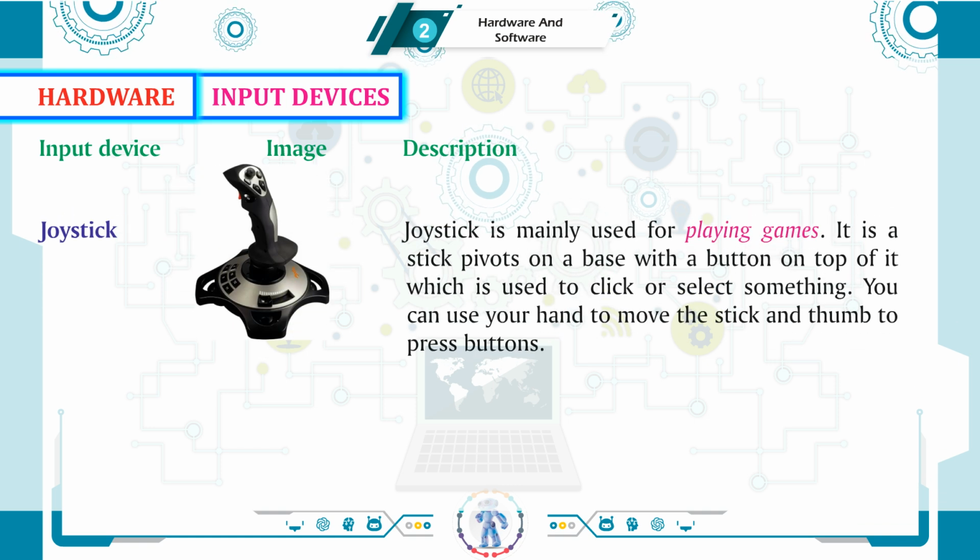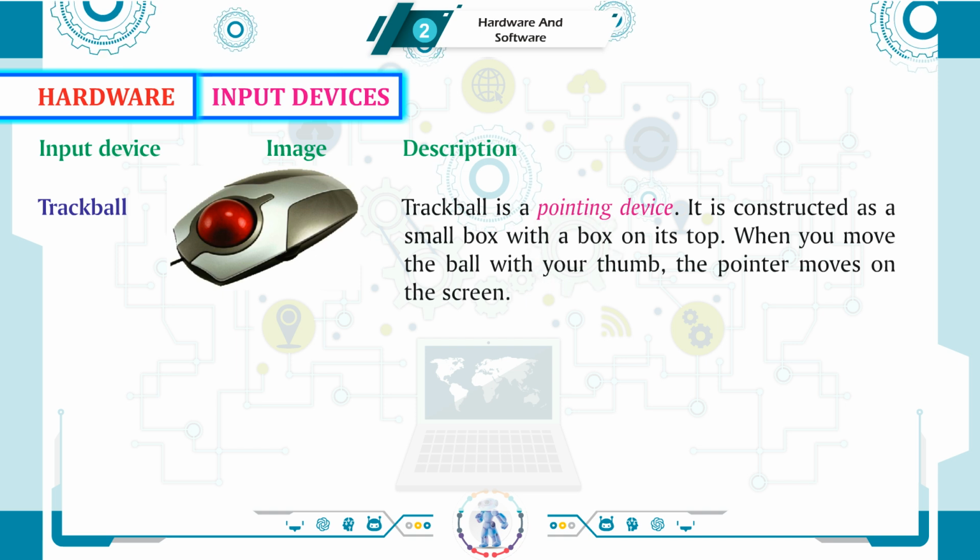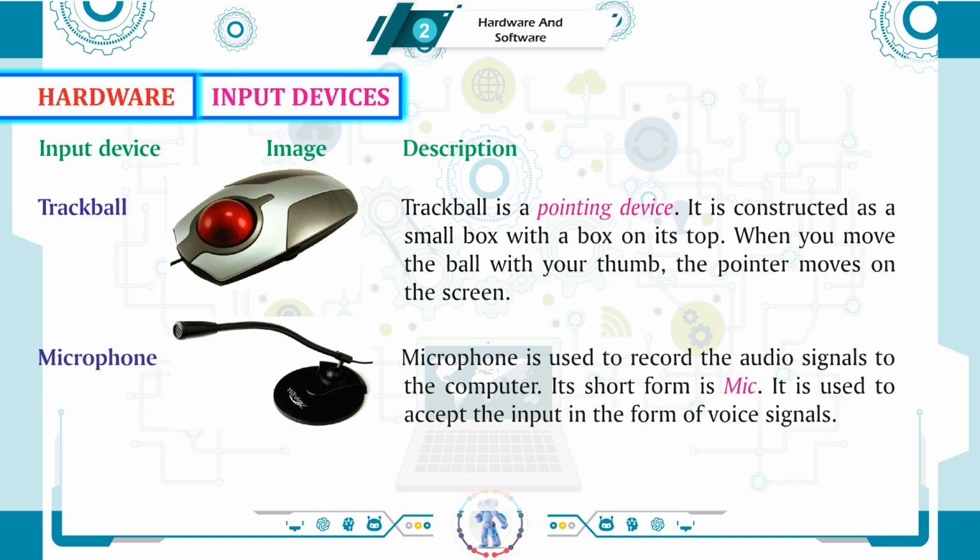Joystick. Joystick is mainly used for playing games. It is a stick that pivots on a base with a button on top of it, which is used to click or select something. You can use your hand to move the stick and thumb to press buttons. Trackball. Trackball is a pointing device. It is constructed as a small box with a ball on its top. When you move the ball with your thumb, the pointer moves on the screen.